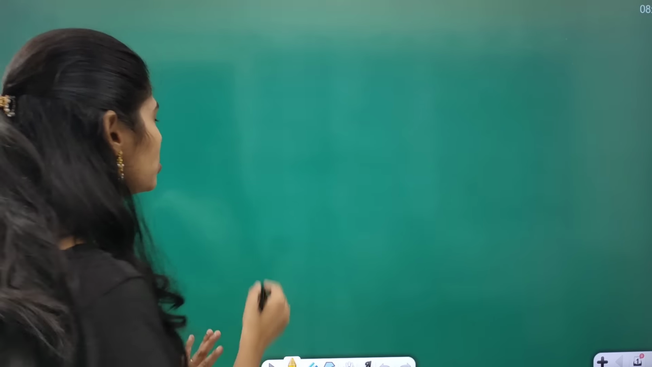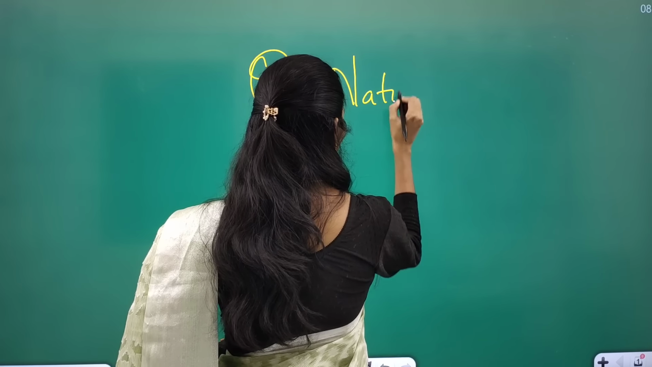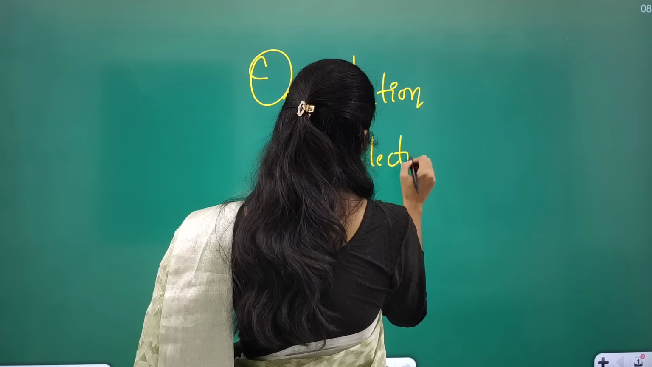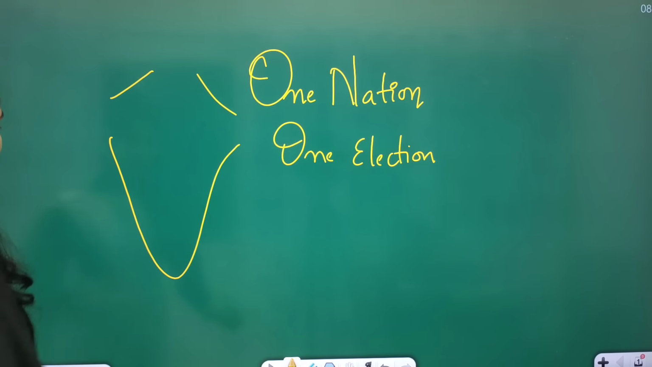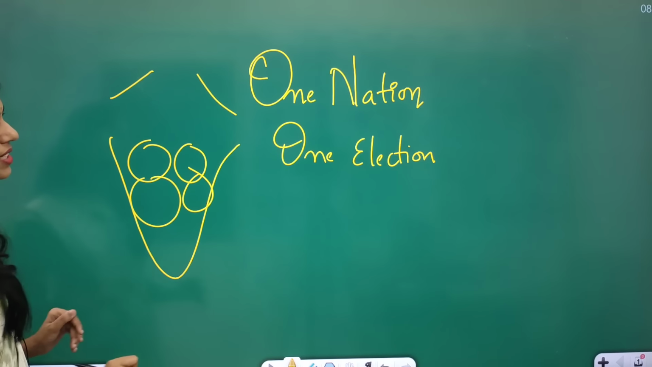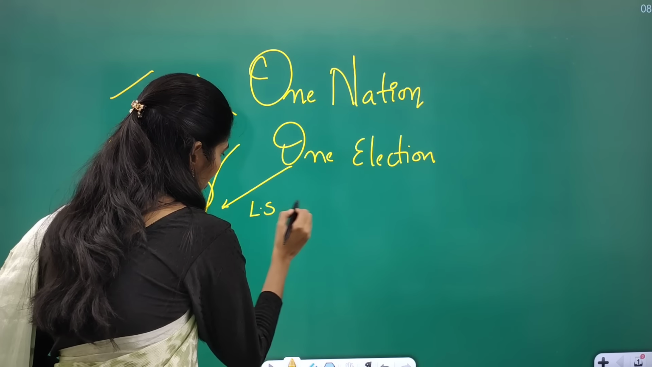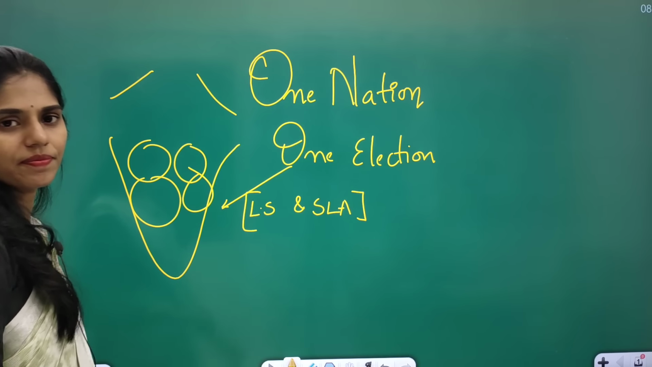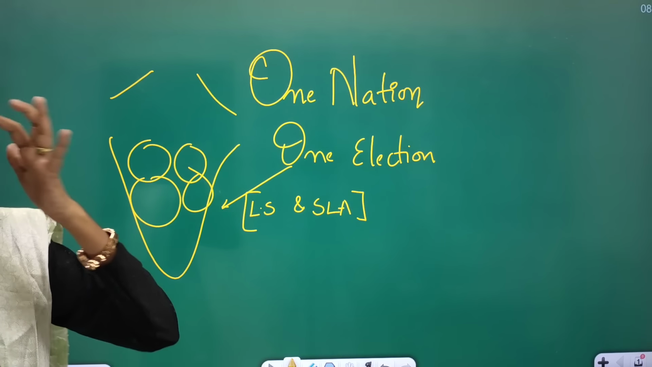Now let us see the dimensions. This simultaneous election is also called one nation, one election. Why are we saying one nation, one election? For example, let us take this as India. This is our central union, and here we have states. The meaning of one nation, one election is elections for the Lok Sabha and state legislative assemblies together on a single day. This is the concept called simultaneous elections, or one nation, one election.